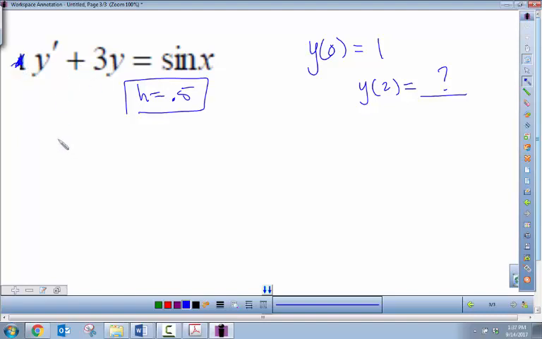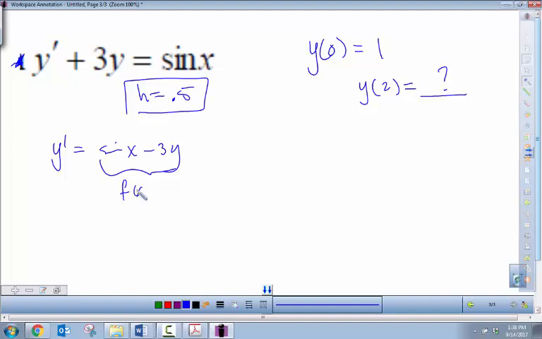So what we want to do is write the slope, the derivative, by itself. So we'll have sine x minus 3y. And this is your f of x, y function.